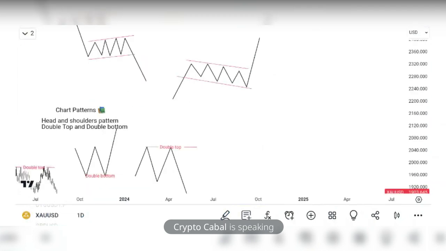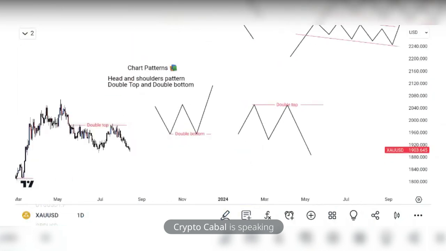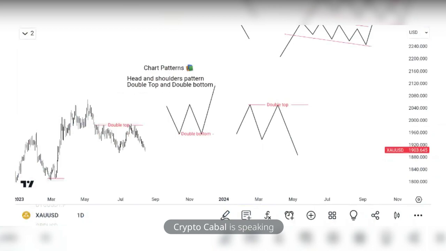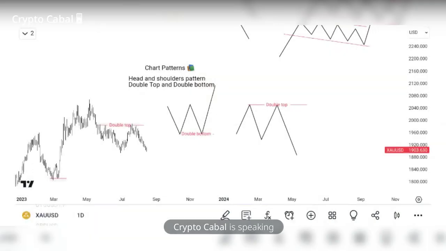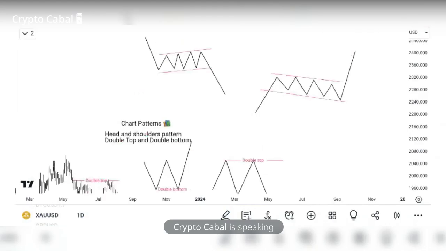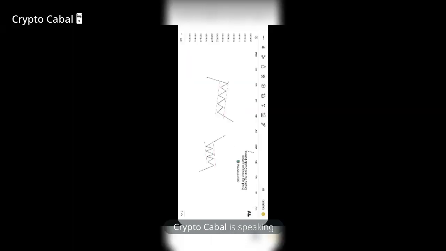But this is where I'll be stopping for today. I talked about the head and shoulder pattern. I talked about the double top and the bottom. I talked about the bullish flag and the bearish flag.